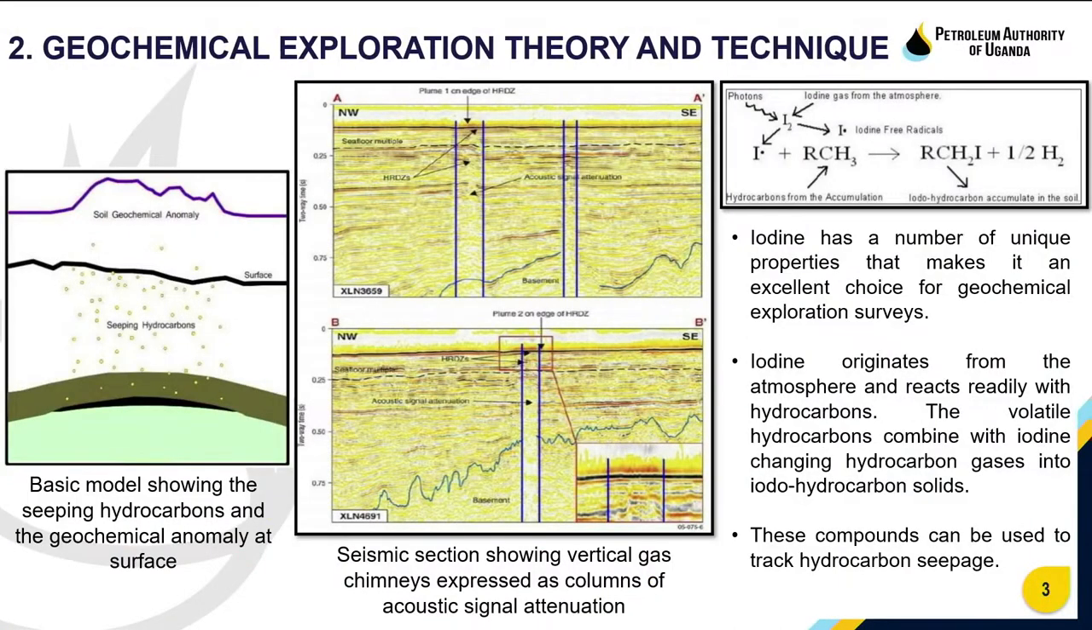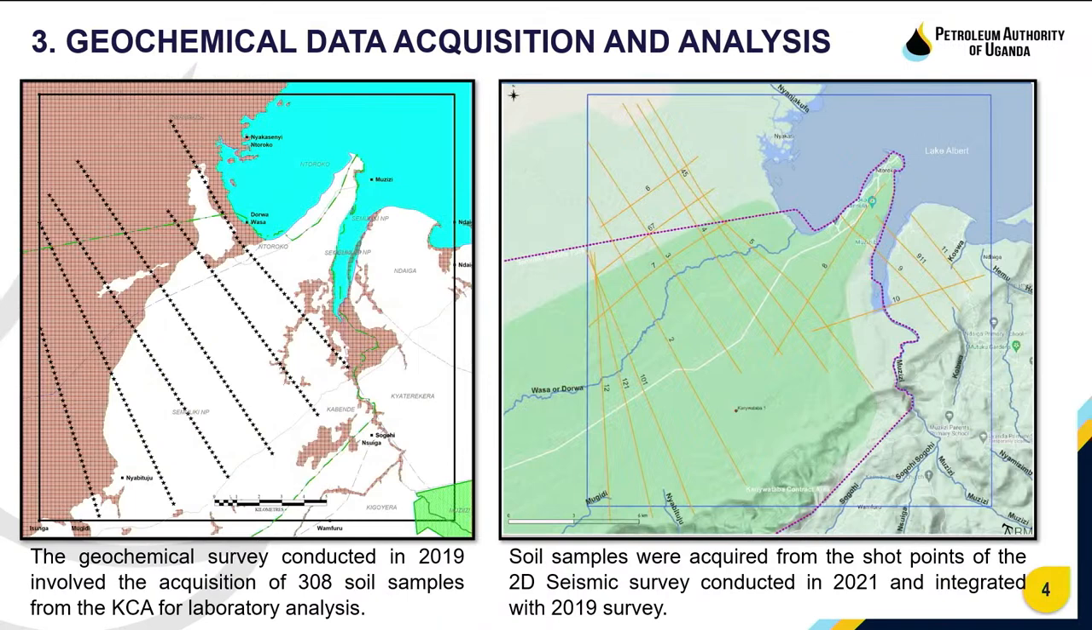So the main idea that you see there is that this technique relies on the presence of iodine, which has a unique property and is an excellent choice for geochemical exploration surveys. It's in the atmosphere and it reacts readily with hydrocarbons. So the volatile hydrocarbons combine with the iodine, changing the gases into iodo hydrocarbon solids. And these are the compounds that can be used to track hydrocarbon seepage at the surface.